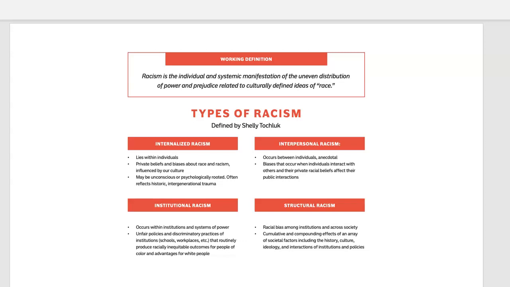The next is institutional racism. This occurs within institutions and systems of power. So think about schools, think about workplaces, think about agencies, and other community agencies, policies, and practices. And then finally, there's structural racism, and this is political. Think about political institutions. Think about the cumulative and compounding effects of racism on opportunities, access to power, the ways that history, culture, ideology, and interactions of institutions, policies, and politics and economics impact one's life chances, opportunities, and how one is able to live their lives.